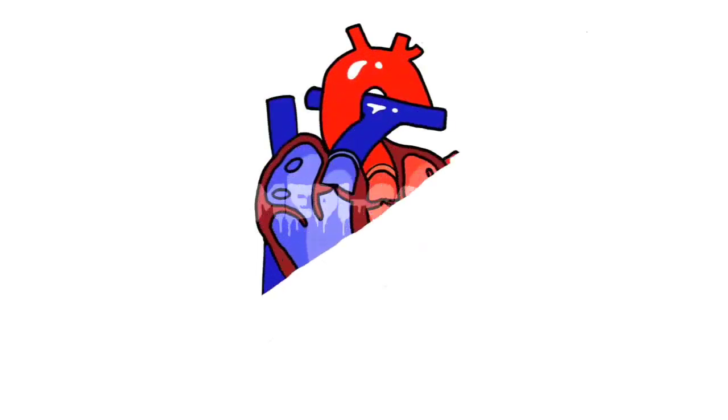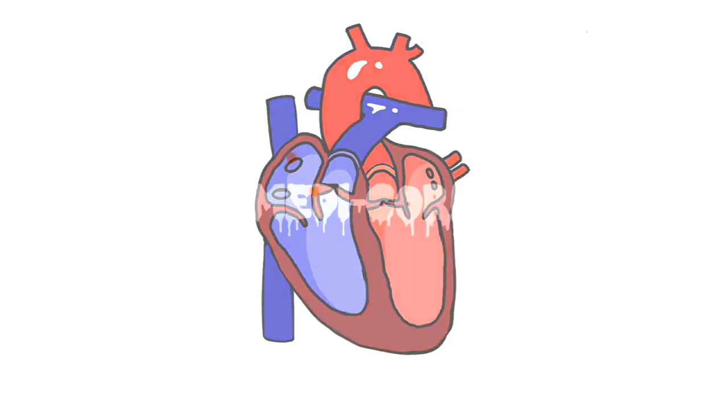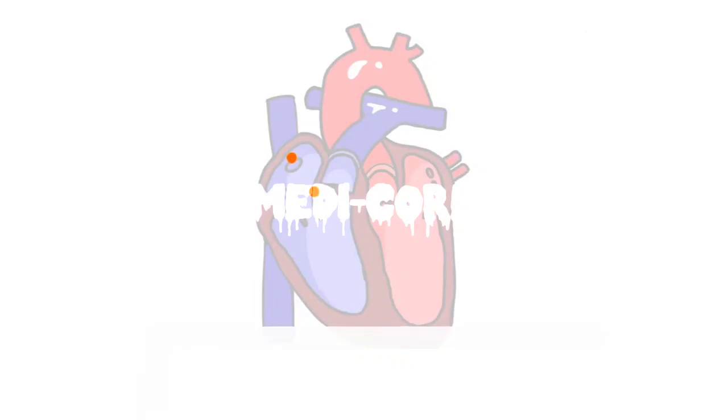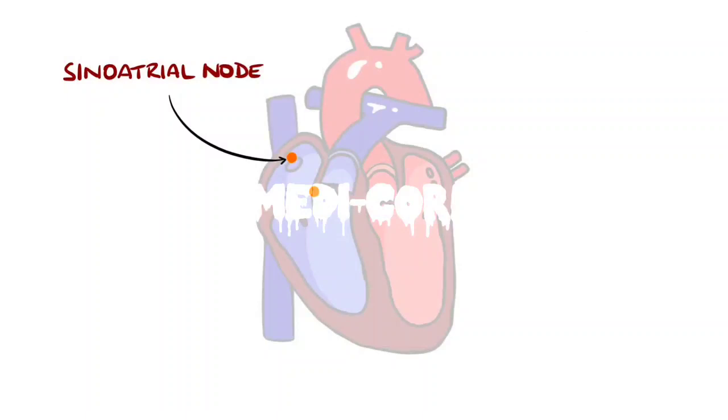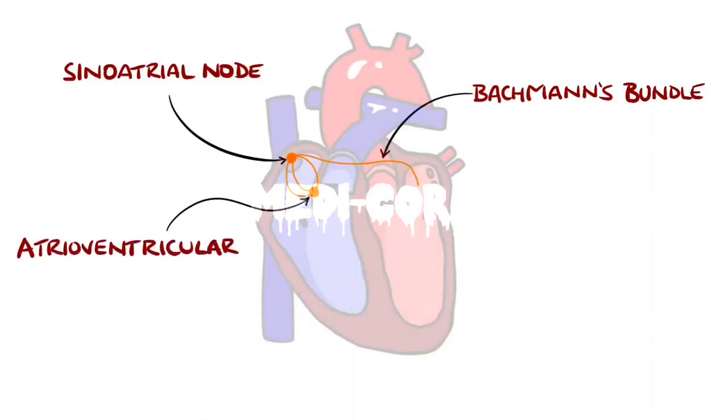When conduction through the electrical system of the heart is impaired, this can result in various different types of heart block. In normal hearts, the electrical signaling begins from the sinoatrial node located in the right atrium. From here, the impulse spreads through the atria, reaching over to the left atrium via Bachmann's bundle, causing the atria to contract. It then reaches the atrioventricular node, or the AV node, where the impulse is held momentarily.